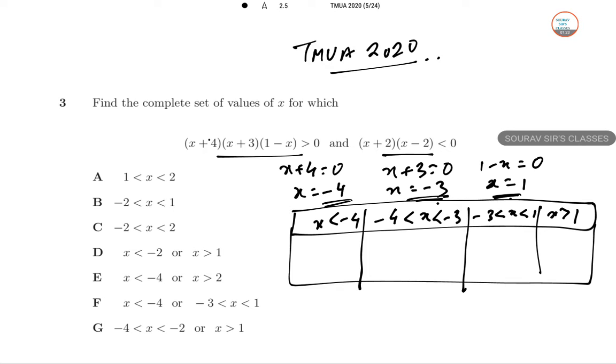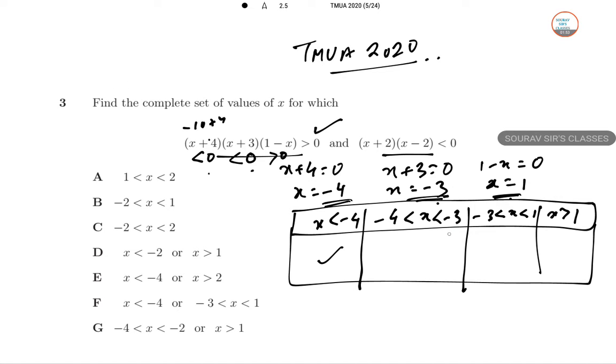Now take any value with x less than minus 4, say minus 10. Put minus 10 in. You don't have to put it in, you can just check it, but I'm doing it for the first time. Minus 10 plus 4 is negative. Minus 10 plus 3 is again negative. But 1 minus minus 10 makes it 11, which is positive. So 2 negative, 1 positive, so this is a valid zone.